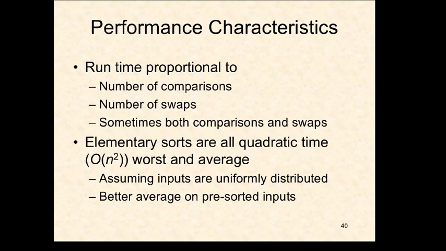Now, when we look at our performance characteristics overall, our runtime is proportional to the number of comparisons, and it's proportional to the number of swaps, and with some algorithms like sorting, we can look at both. We can look at both scales and see how it does with both of those counts. And our elementary sorts are all quadratic in the worst case time and the average case time. And what we mean by average case is that we've got values that are uniformly distributed over their range.